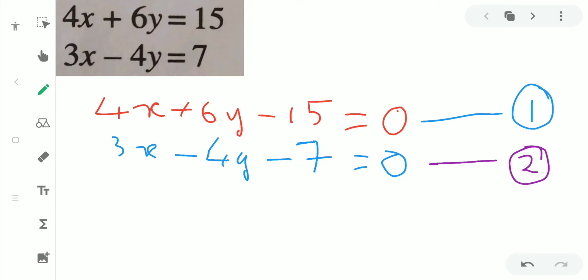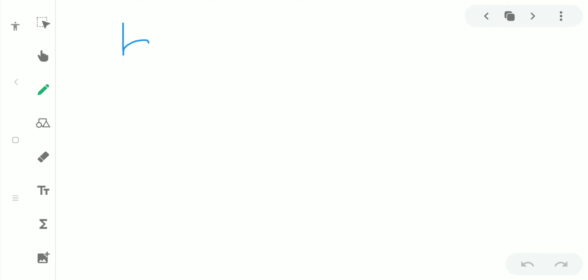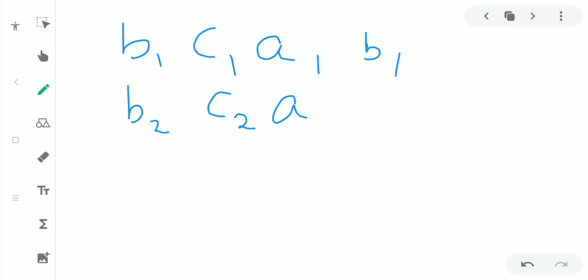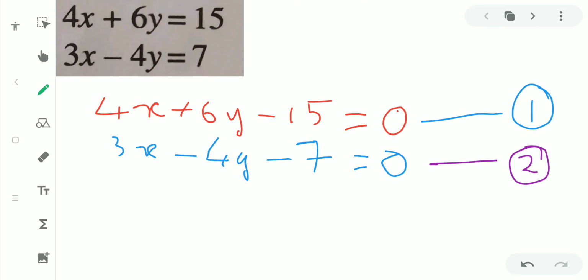So we should write in the form of b1, c1, a1 and b1. As I have said in the previous video, we should do the same way, and here b2, c2, a2 and b2. About the derivation of this formula, I have said in the previous video. If you want to see that, watch that video, the link is in the description below. You can go and watch it.